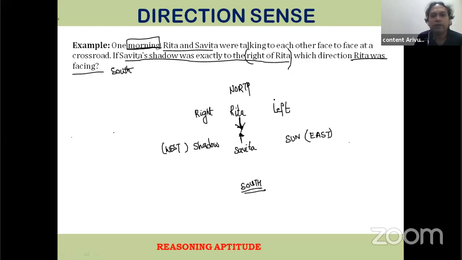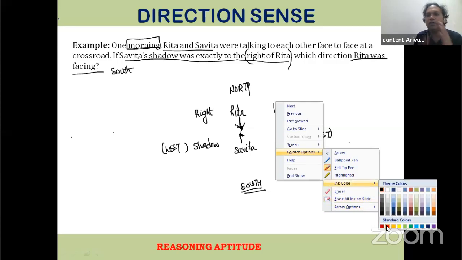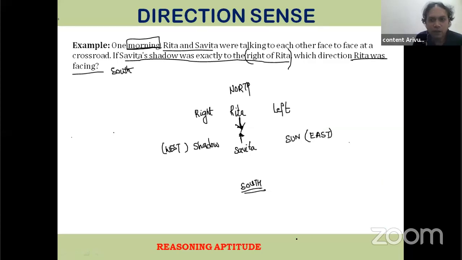Look at this again. Rita and Savita are talking to each other face to face, which means there's no gap between them. It's just like the way you stand next to your friend and talk to each other, right? Okay, so Rita and Savita are standing next to each other. Rita is facing towards Savita. Savita is facing towards Rita.